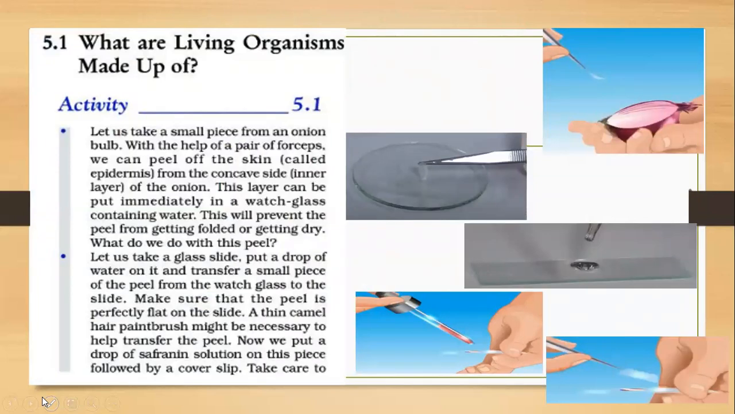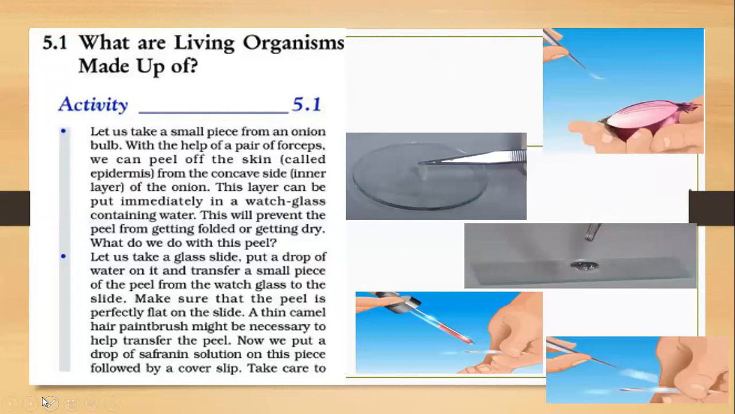What are living organisms made up of? Activity 5.1. Remove a scale leaf from an onion bulb. With the help of a pair of forceps, peel off the skin called epidermis from the concave side. Concave side means what? Inner surface or inner layer of the onion. You will get a thin transparent membrane. Put this layer immediately in a watch glass containing water. This will prevent the peel from getting folded or drying.